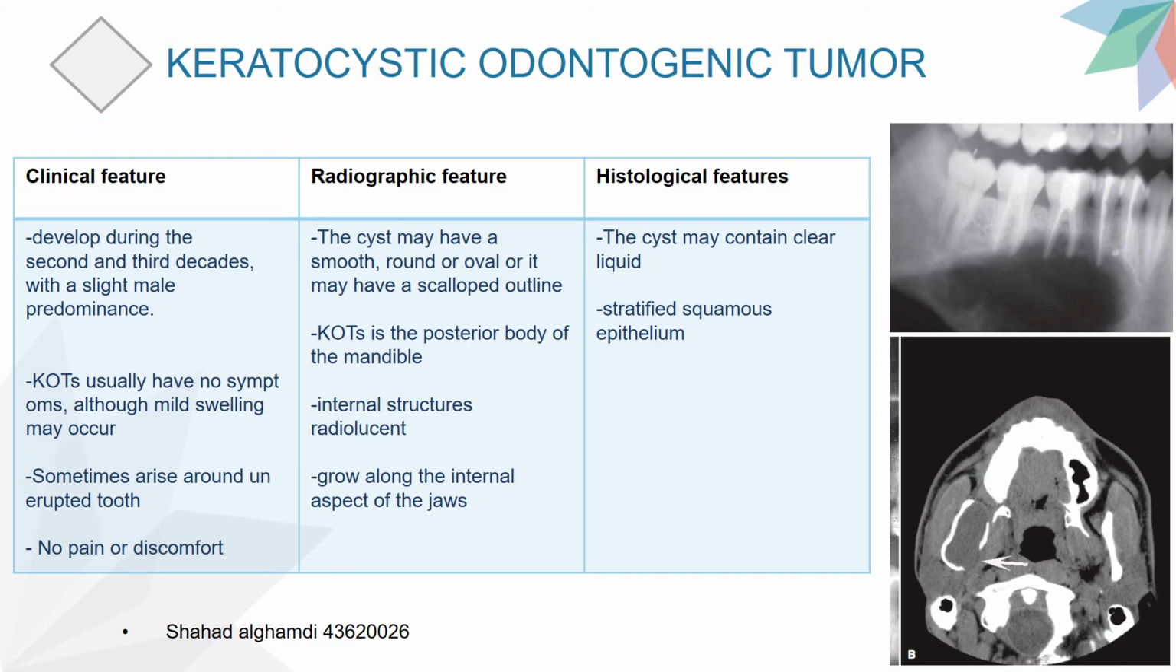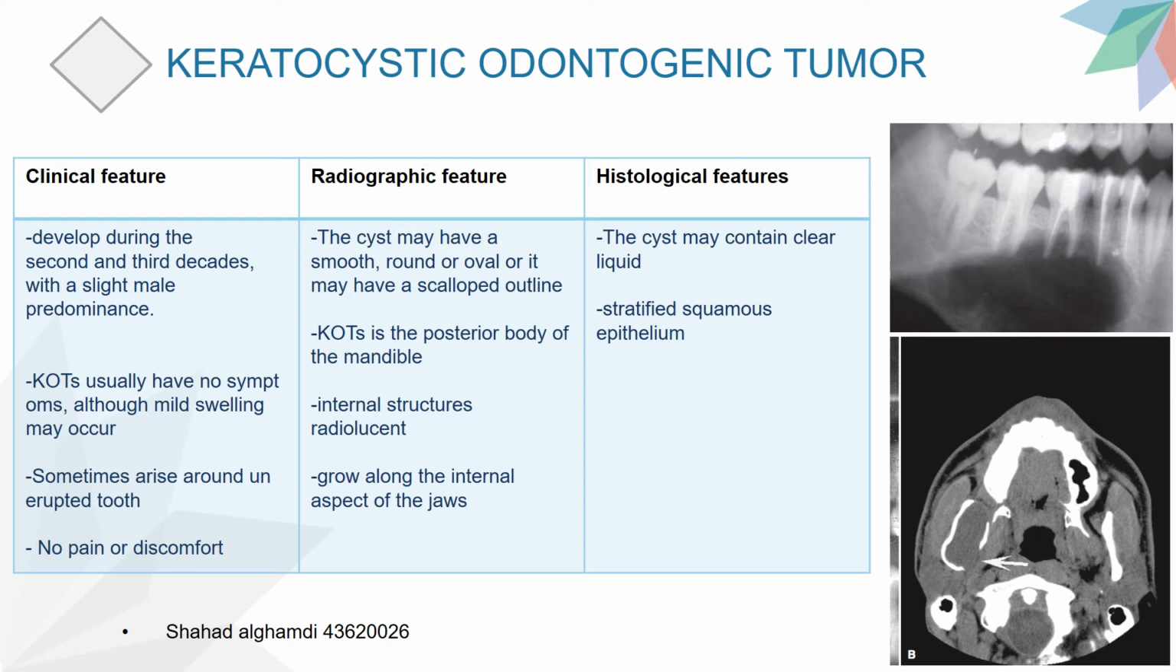Our fourth differential diagnosis is keratocystic odontogenic tumor, developed during the second and third decade with a slight male predominance. Usually they have no symptoms. The patient may come with a mild swelling, sometimes arising around an unerupted tooth. There is no pain or discomfort unless the patient has a secondary infection.